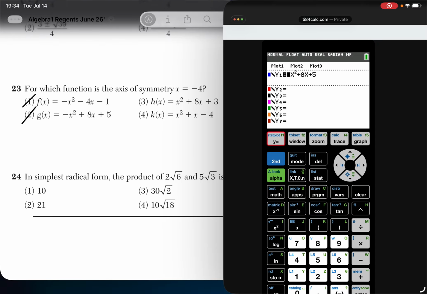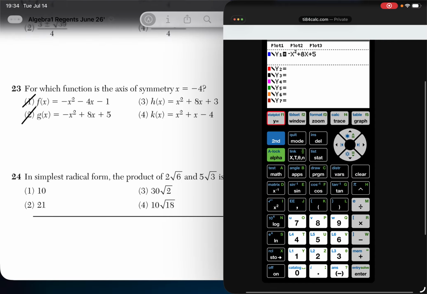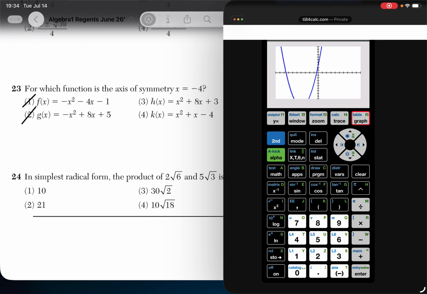So let's go back in to y equals, and let's do the next one. I'm just going to clear it out. It makes it easier for my brain to focus, but if you want to just change your expression, you can do that as well. So x squared plus 8x plus 3. And then we're going to graph that. So this one is facing upside down, but once again, we can't necessarily see it, so we're going to zoom out.